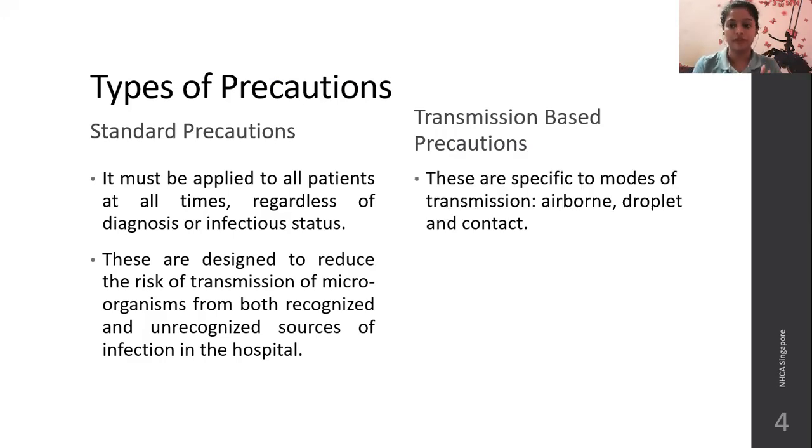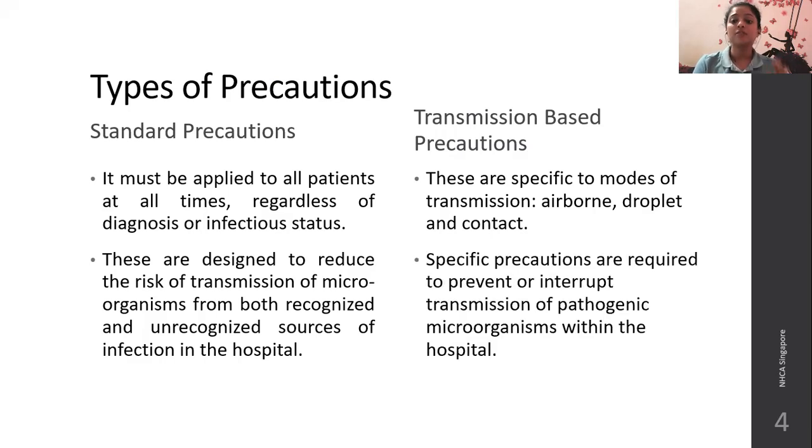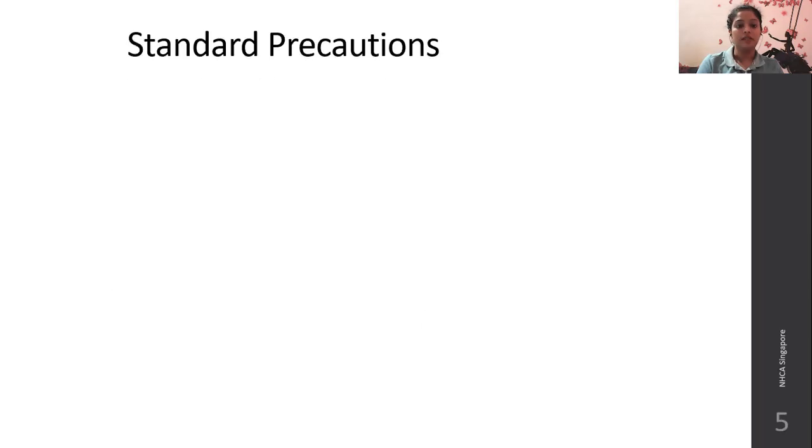There are three main modes of transmission: airborne, droplet, and contact. Specific precautions are required to prevent or interrupt the transmission of pathogens or microorganisms within the hospital. You're targeting a specific pathogen which transmits through a specific route of transmission. You're trying to prevent that particular pathogen from spreading. So that's the difference.